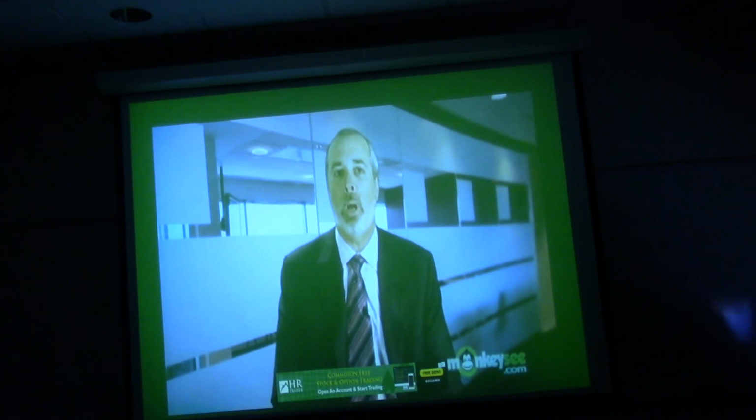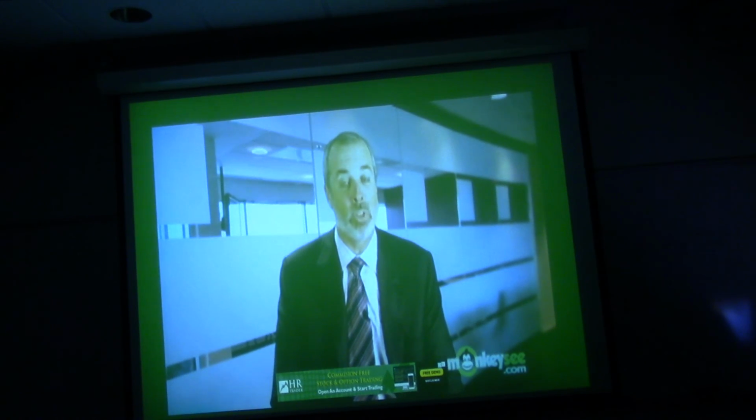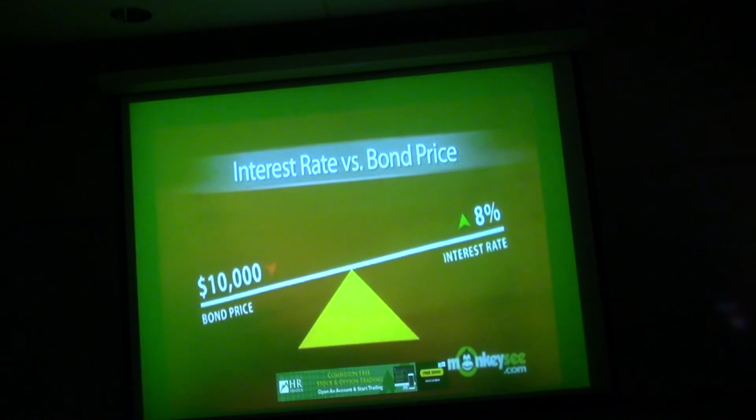Today we're talking about bonds and interest rate risk. Interest rates and bond prices have an inverse relationship. When one rises, the other falls. Think of a seesaw. One side goes up, the other side goes down.